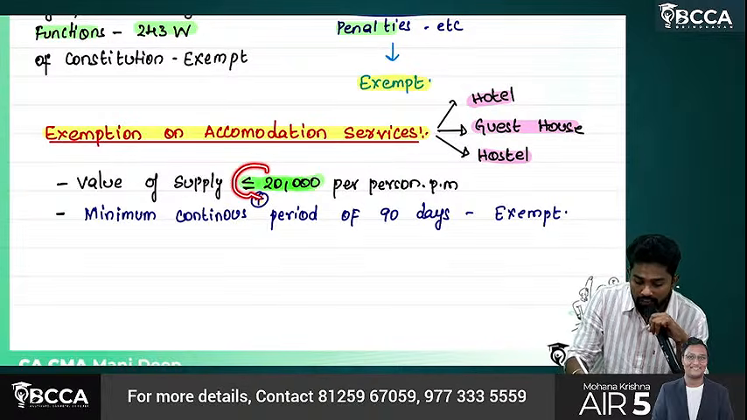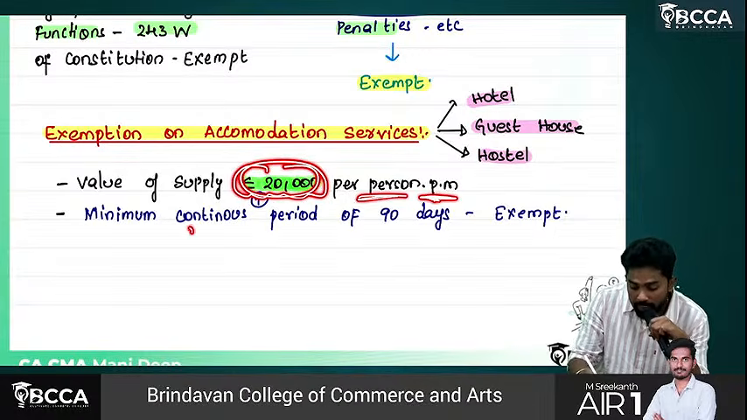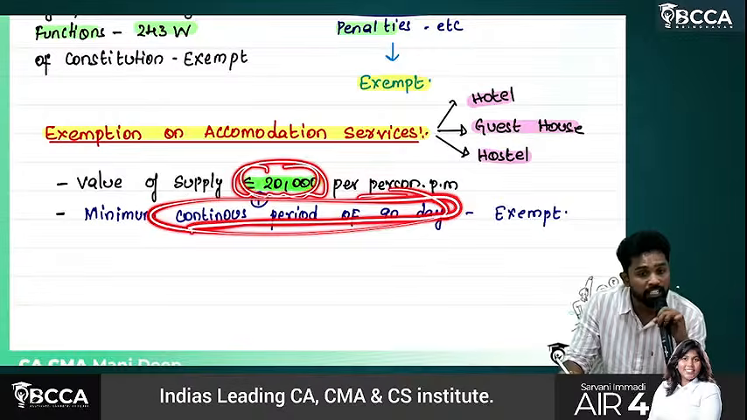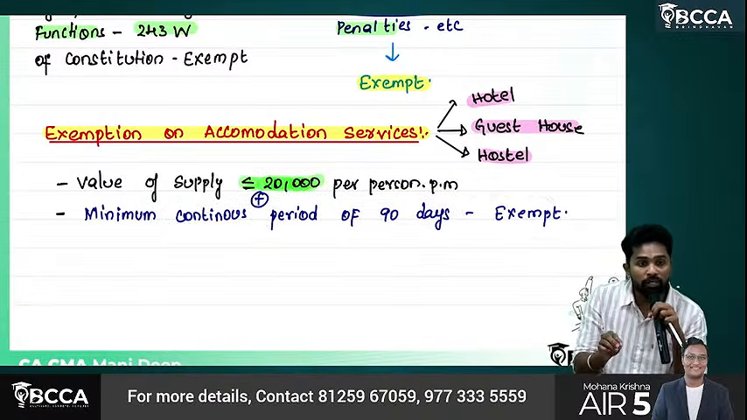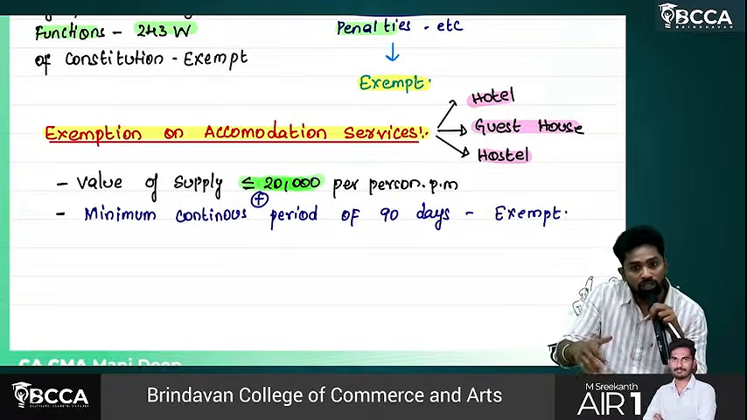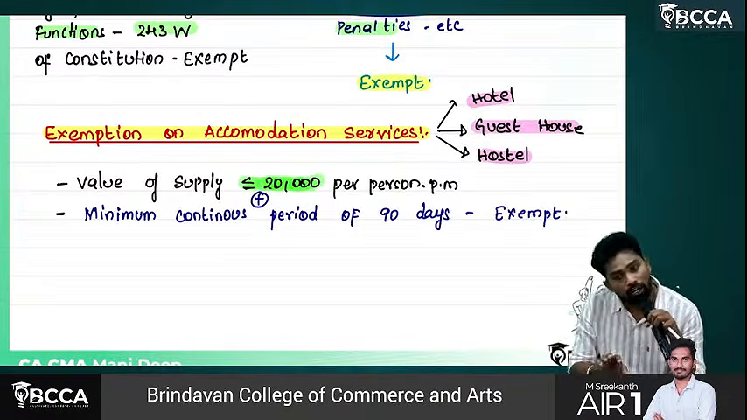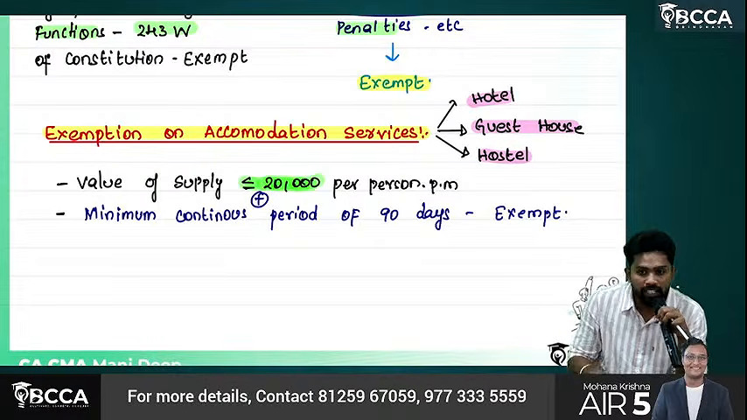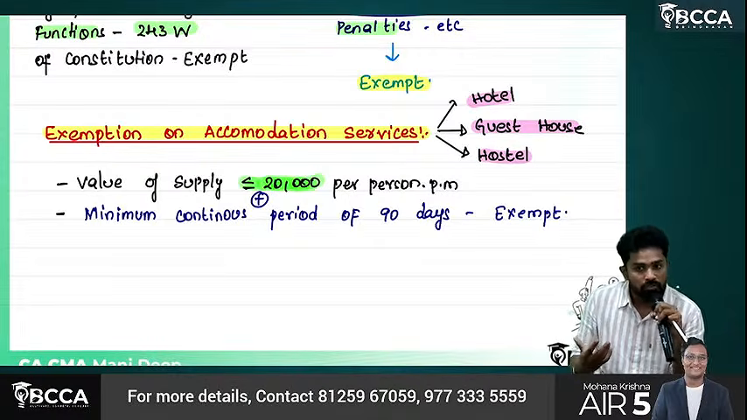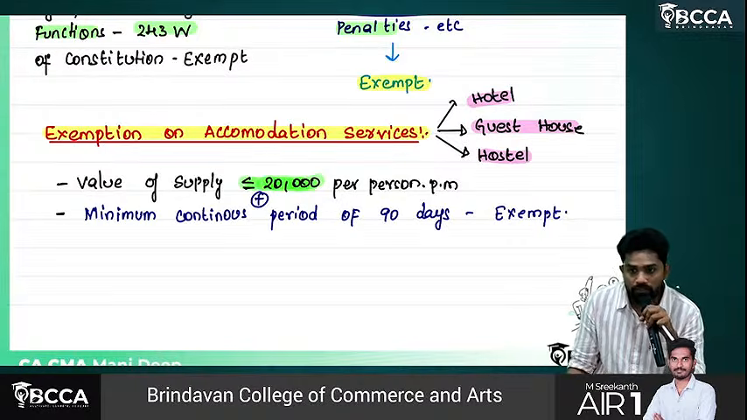So the value of supply is less than 20,000 per person per month, and the minimum continuous period of stay should be how many days, sir? 90 days. Then it is what? Exempted. So accommodation, even in hotel, guest house, hostel, all the three it is exempted. But the minimum stay should be how many days, sir? 90 days. Sir, mostly 90 days now nobody stays in hotels and all.